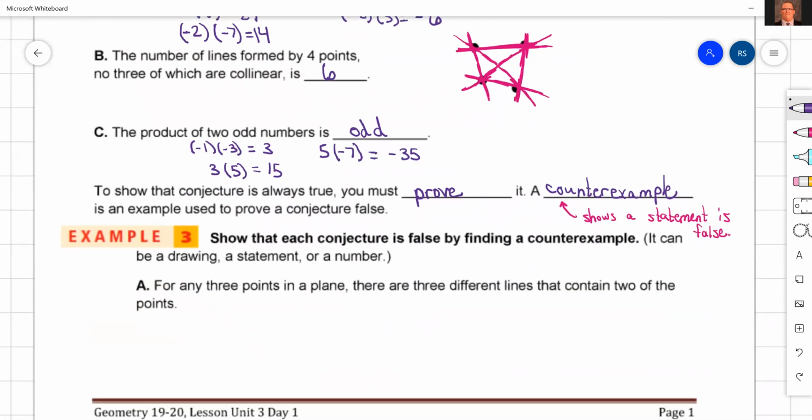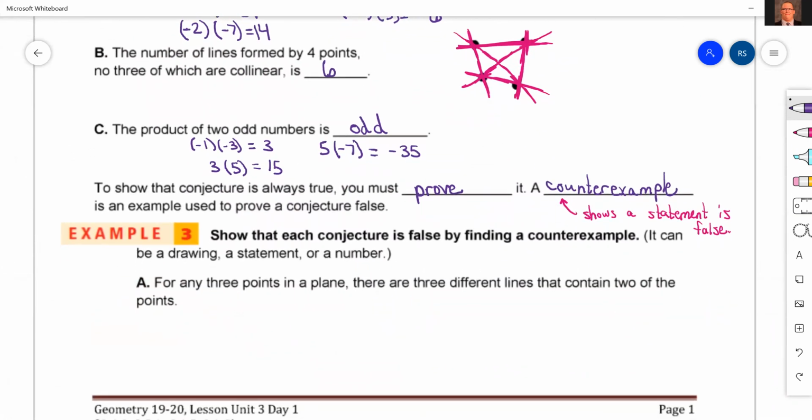Let's look at this next example 3. It says to show each conjecture is false by finding a counterexample. It can be a drawing, a statement, or a number. Just anything to show it's false. A says for any 3 points on a plane, there are 3 different lines that contain 2 of the points. We only have to give one example here of why this could be false.